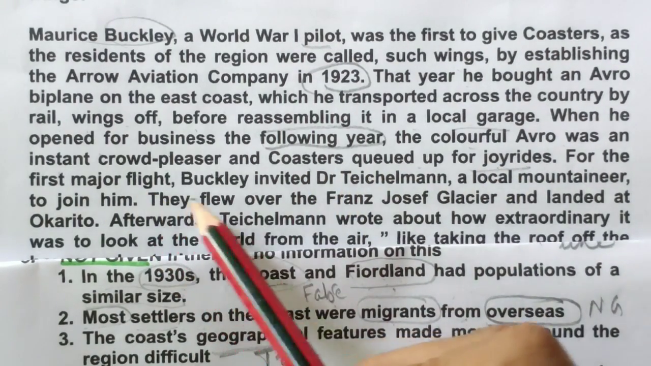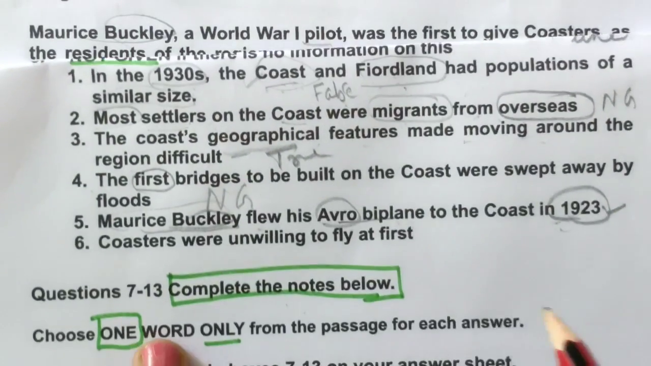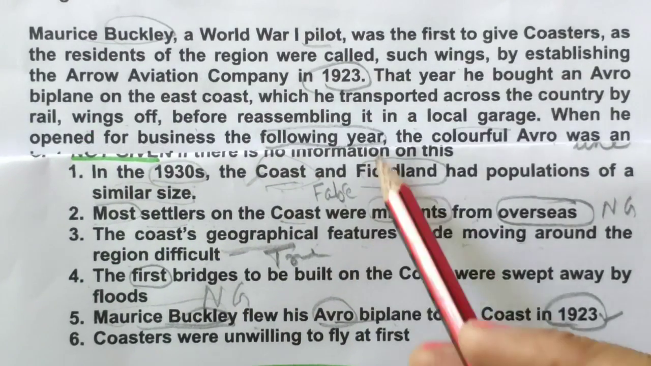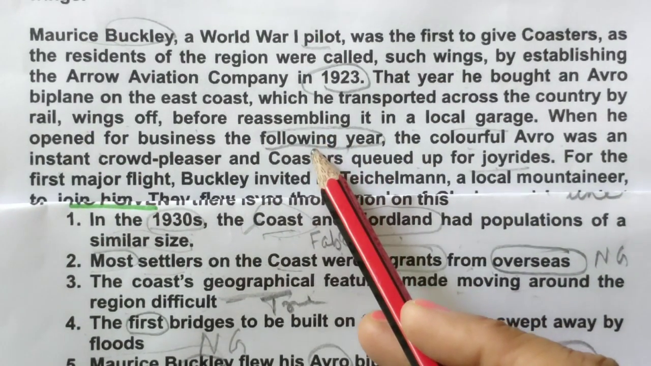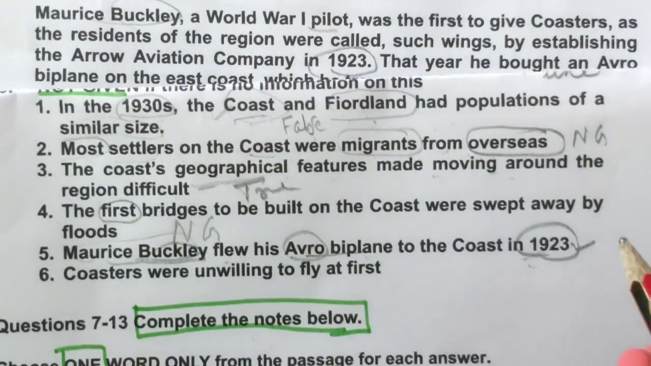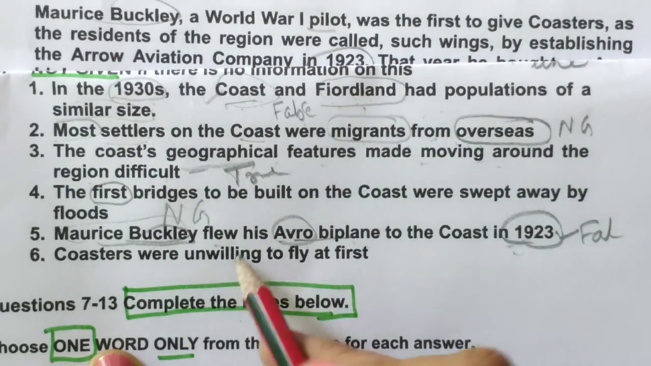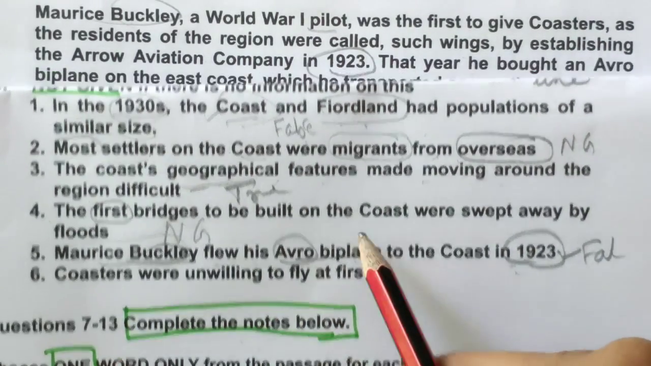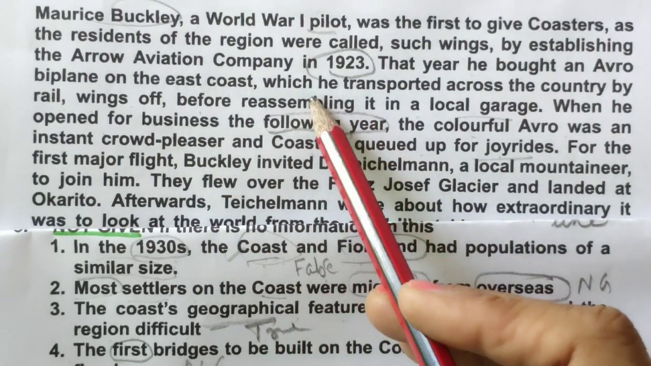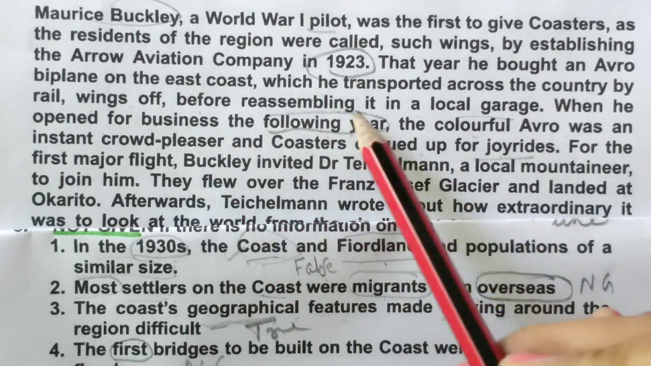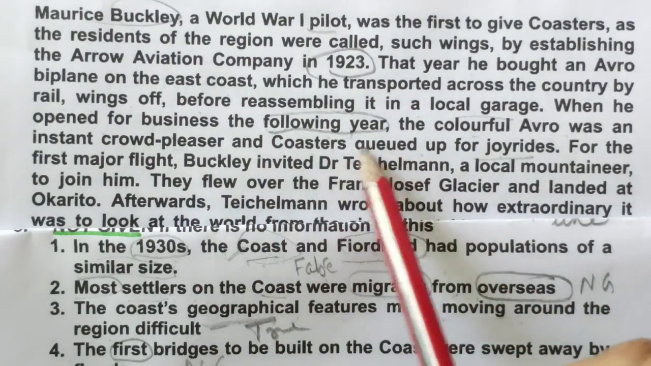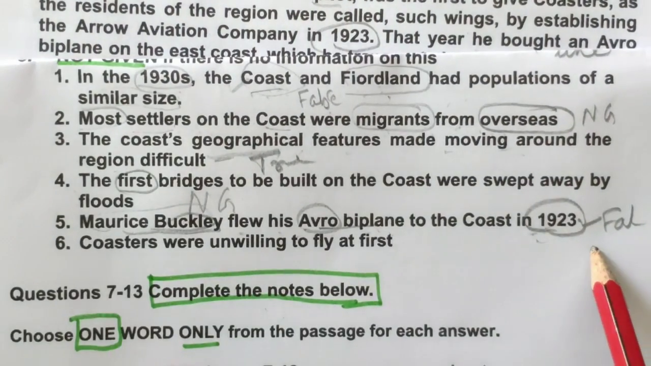For the first major flight, next year he means, so this means he flew his Avro. So why is it saying he didn't fly? In fact, next year he flew. He transported everything. He initiated. So I can just mark it false actually. He flew his Avro biplane the following year when he opened for business. Before that he established his company and he transported everything to assemble this plane. Yes, definitely this is false.